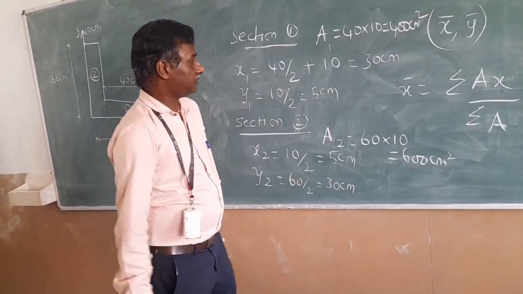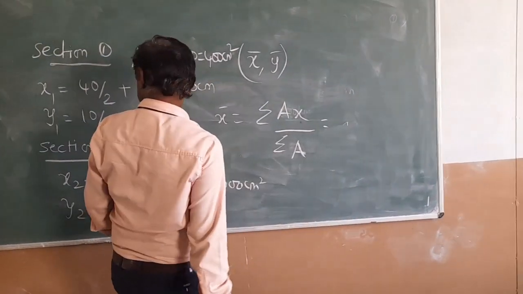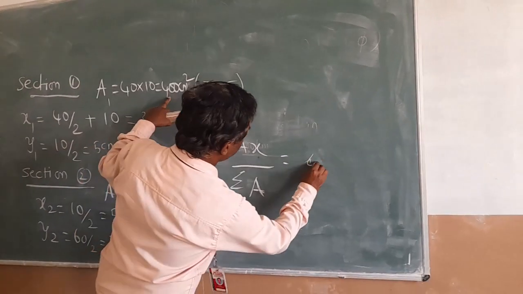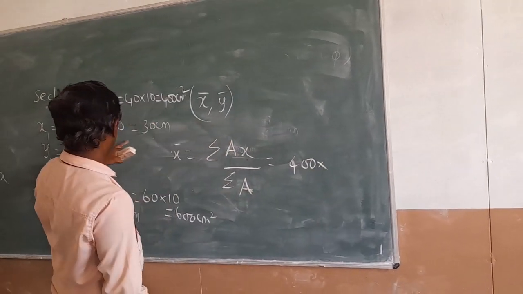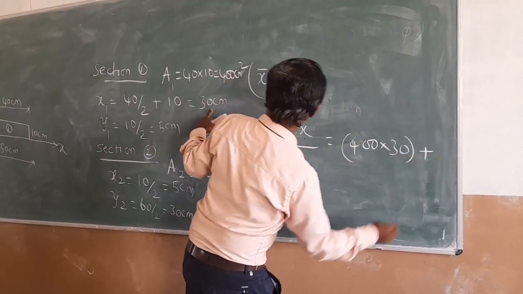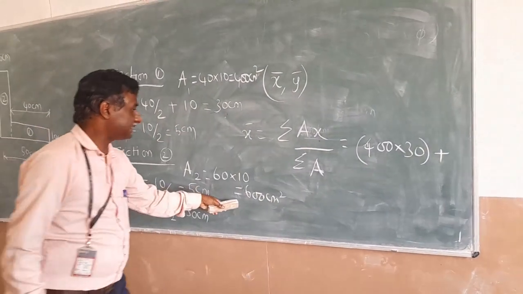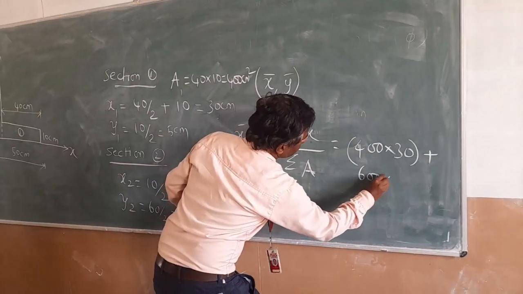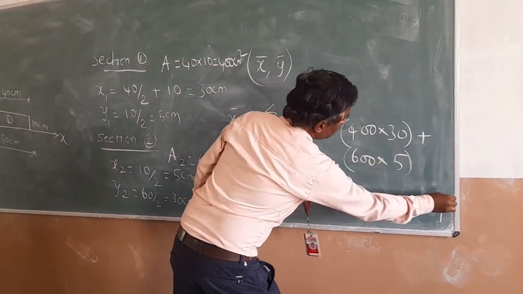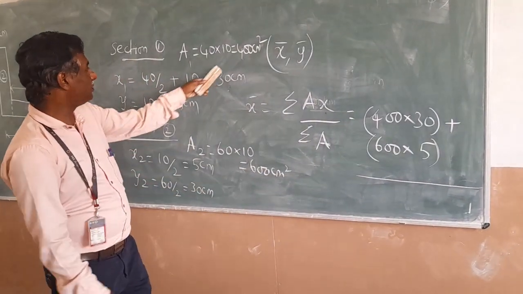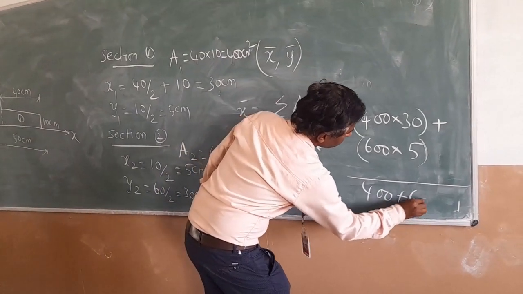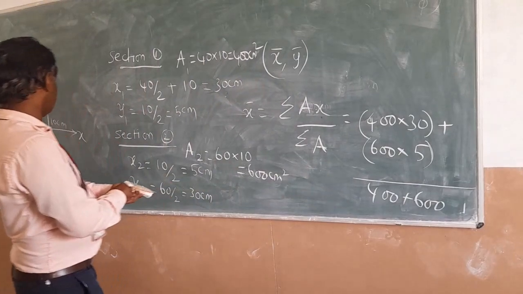So here you can apply. For the first one, area is equal to 400 into x1, which is 30, plus for the second section A2, that is 600 into 5, divided by the total area. Total area is equal to 400 plus 600, which is equal to 1000. Simply.